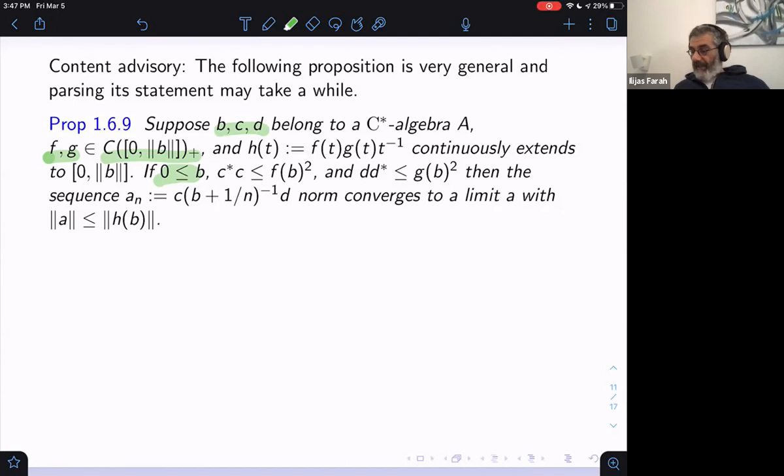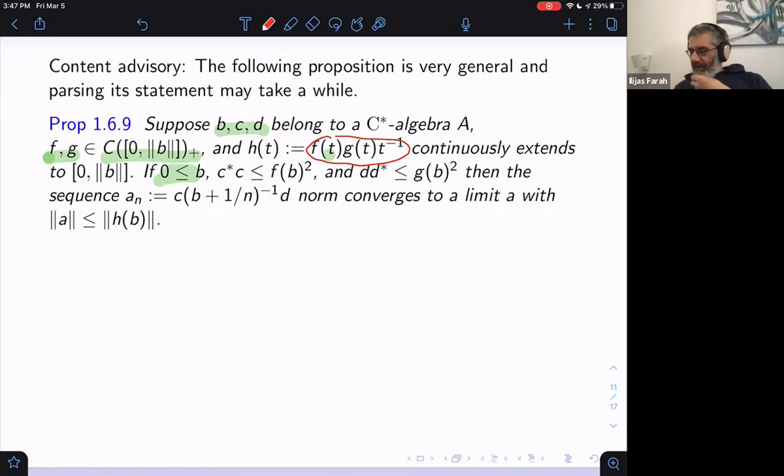And another thing is that H of T, F of T, G of T, T inverse continuously extends to this interval here. Now, what that really means is that this expression has a finite limit as T approaches 0. Because any other point is not a problem, right? So you have a product of three continuous functions, it's continuous, just T inverse is not defined at 0. So all that we need is that this limit exists. And basically F and G are taking weight off in two opposite directions.